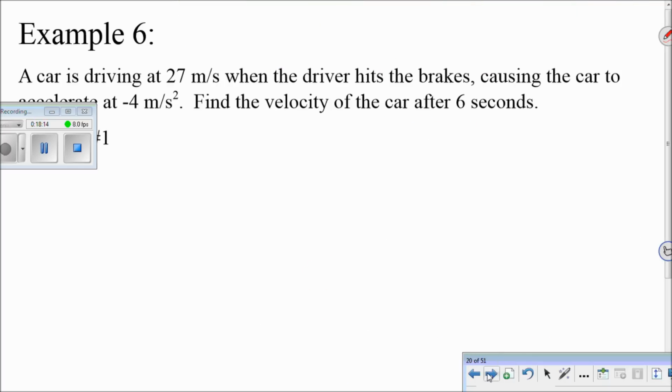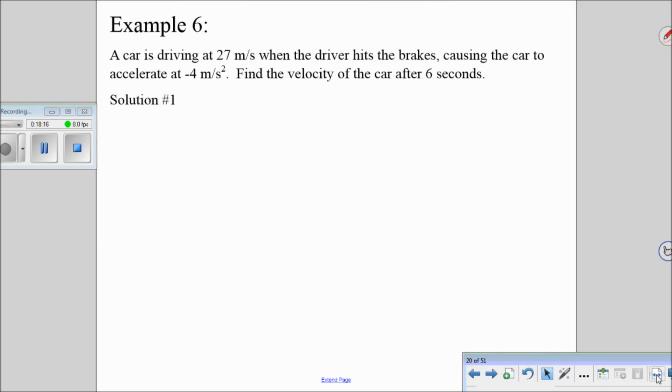All right, suppose we wanted to go the other way. Suppose I gave you the acceleration and we were trying to find something else. All right, so in this example, we've got a car that's driving at 27 meters a second. The driver hits the brakes, causing the car to accelerate at negative 4 meters per second squared. Find the velocity of the car after 6 seconds.